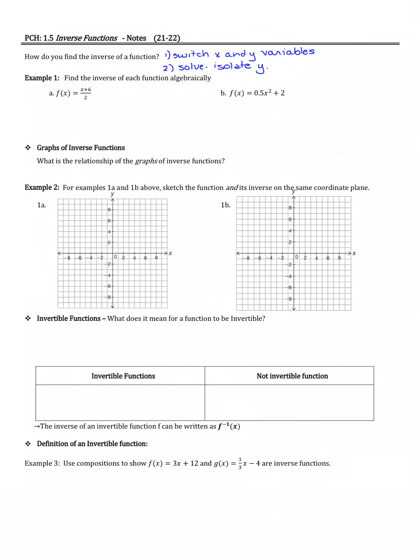So let's do a couple. The first thing I would do is rewrite f of x as y equals x plus 6 over 2. Our first step is to switch the x and the y. So I have x equals y plus 6 over 2. And now my goal, through order of operations, is to isolate y. So the first thing I'm going to do is multiply both sides by 2, and next we're going to subtract 6.